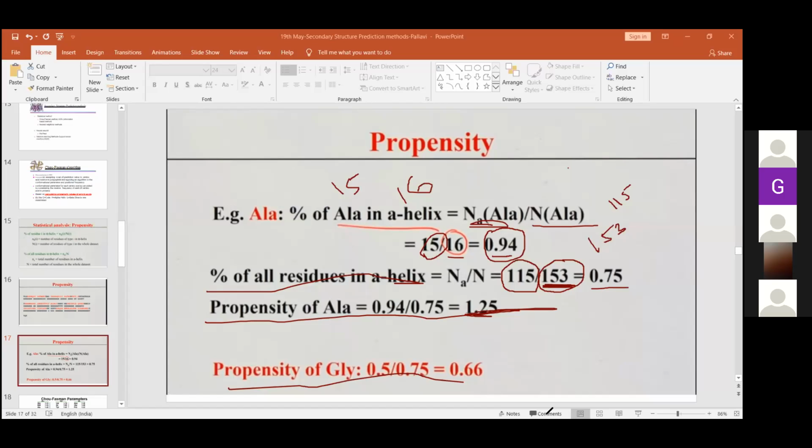ये तो आपका फिक्स ही रहेगा. टोटल जो था 115 अमाइनो एसिड थे जो अल्फा हेलिकल फॉर्म में थे, डिवाइडेड बाय टोटल नंबर ऑफ अमाइनो एसिड्स इन प्रोटीन व्हिच वाज 0.75. So it is 0.5 divided by again 0.75. So propensity is calculated. I hope you are clear that by this formula we have found out the propensity value of each amino acid to be in a specific secondary structure form.